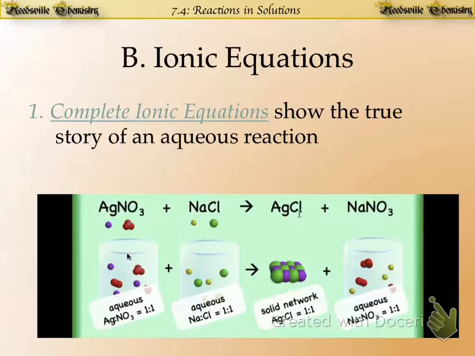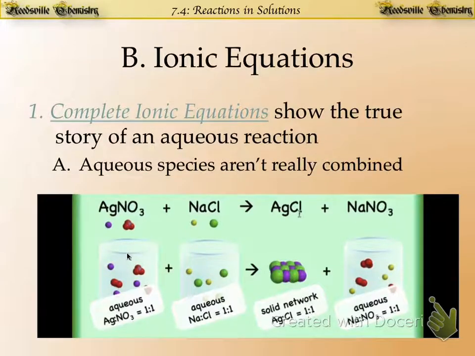However, that's not exactly what happens because NaCl is not squished together. The sodium is totally independent of the chlorine. They're apart from one another. So we're going to use these things called complete ionic equations that will show the true story of an aqueous equation. And the main thing about a complete ionic equation is that the aqueous species aren't really combined.